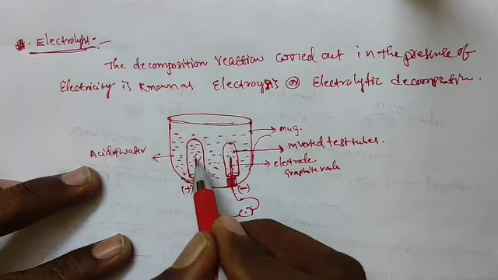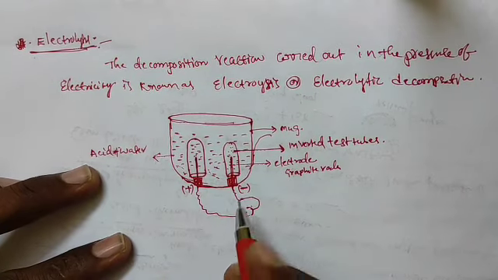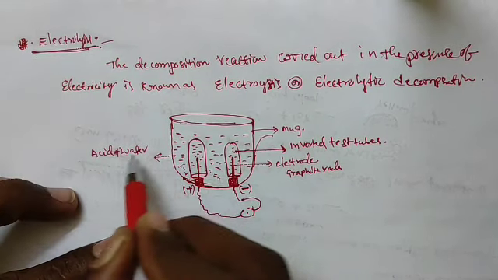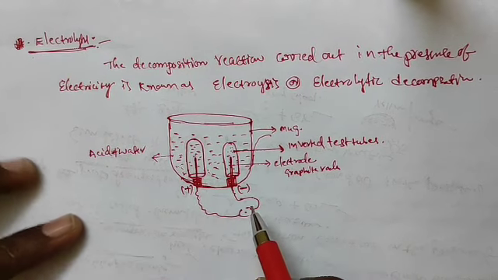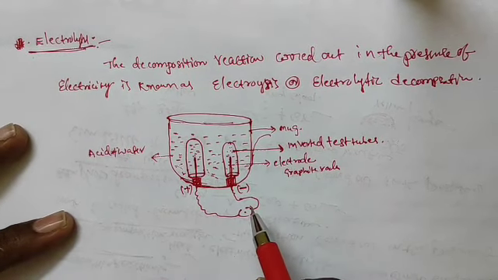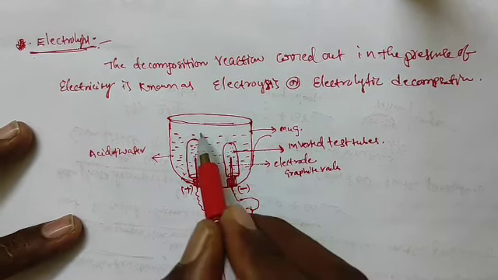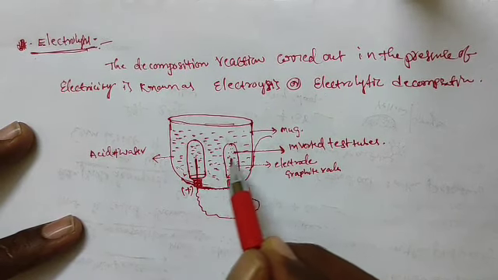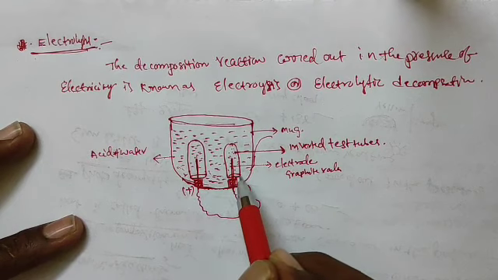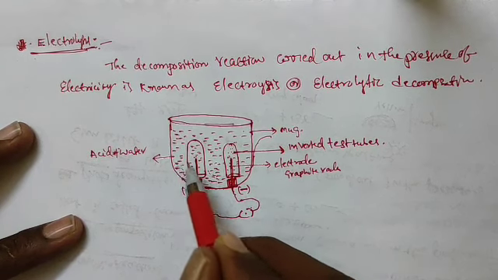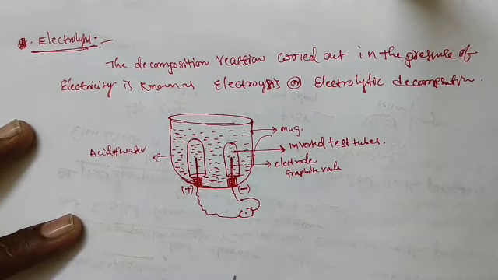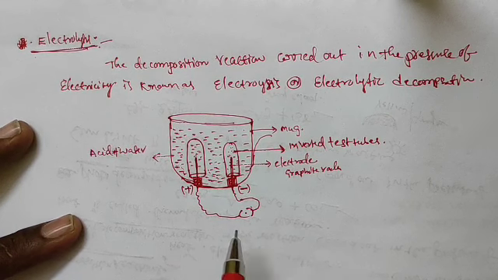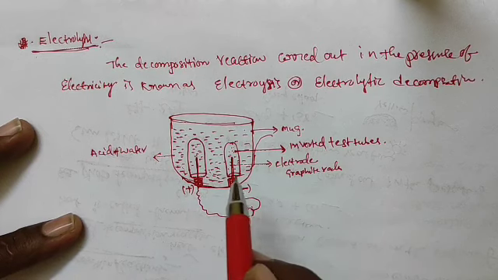So inside is water and acidified water to conduct electricity. What is the use of acidified? If acid is there, it will conduct electricity. Otherwise, pure water doesn't conduct electricity because there are no free ions. When some drops of acid are added, it will conduct electricity. When we apply the current, electrolysis happens.